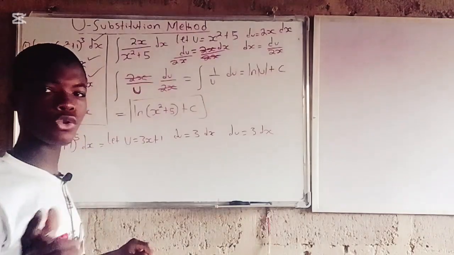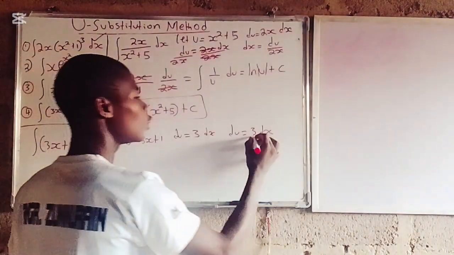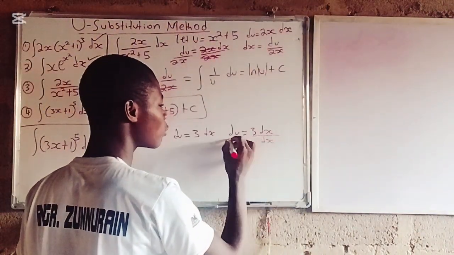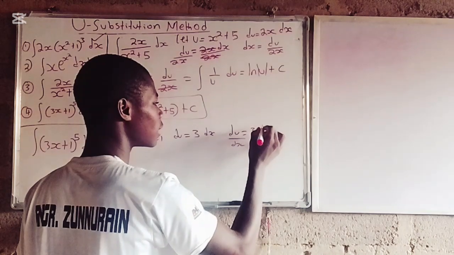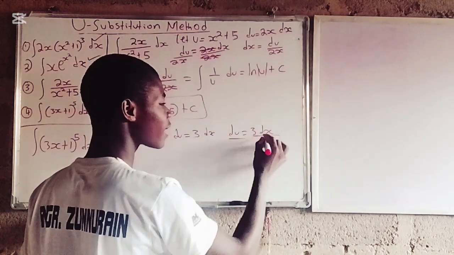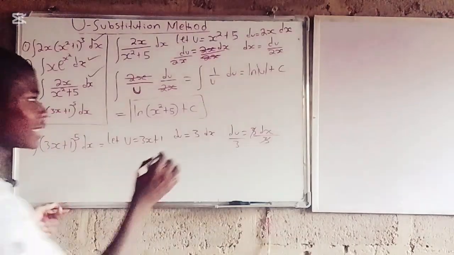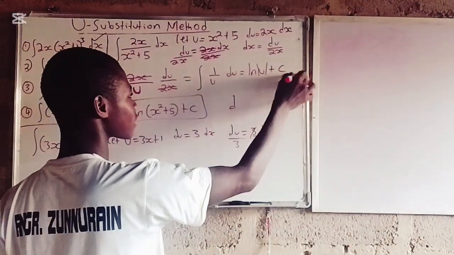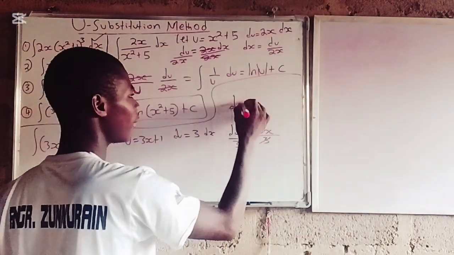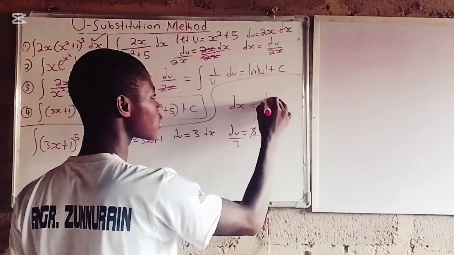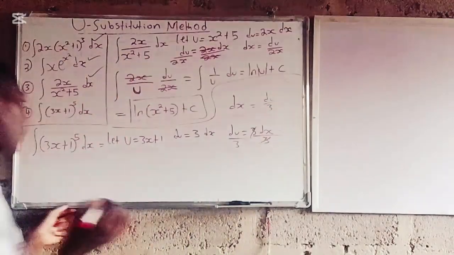It is all the same procedure. So I have to look for the value of dx by dividing both sides by 3. 3 will go with 3. At the end, my dx should now be equal to du by 3.